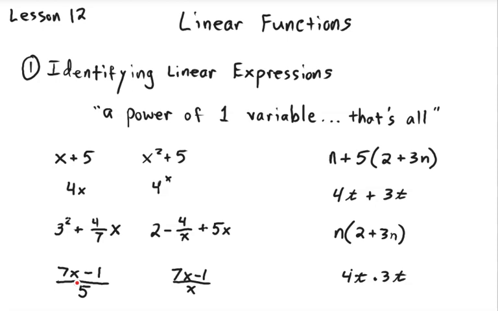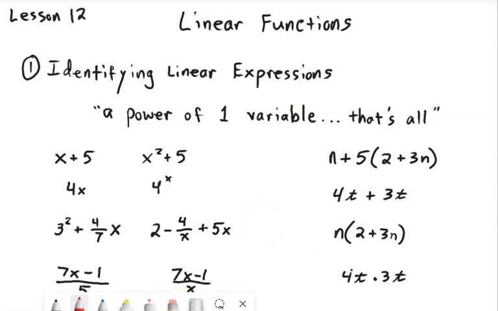Okay, so we're going to start with the first one, and this is to see if we can identify linear expressions. A linear expression is basically an expression that has a variable of power 1, and that's it. It can't be a power 1 variable plus a power 2 variable. It can have as many numbers in it as it wants, and the numbers can take on any form, but the variable has to be a first power variable.